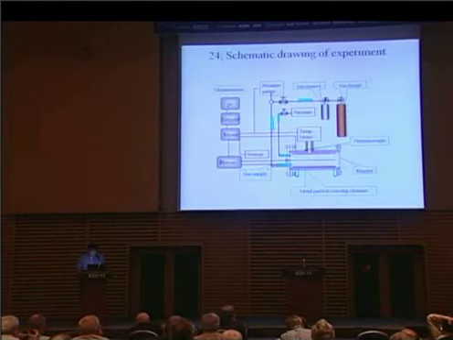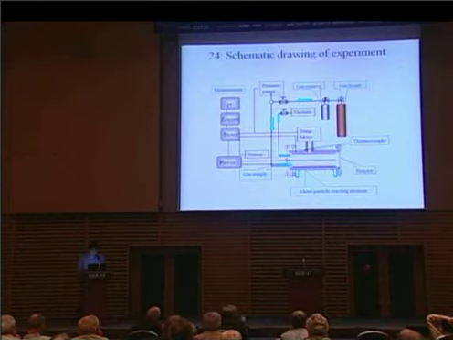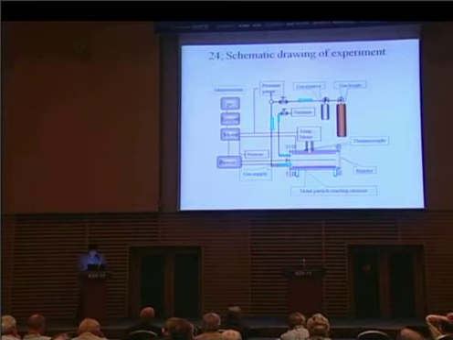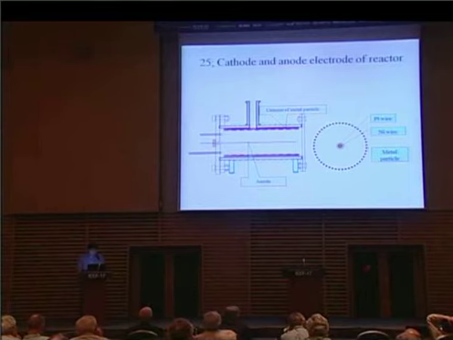This drawing shows the experimental setup. The reactor is at the lower right corner of this graph. There are a vacuum pumping system and a gas supplying system, and the radiation measurement system is there. This shows a cross-section view of the reactor.